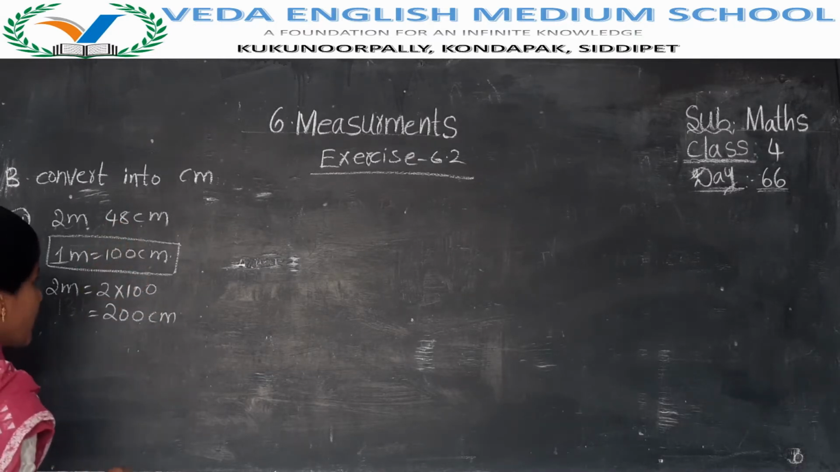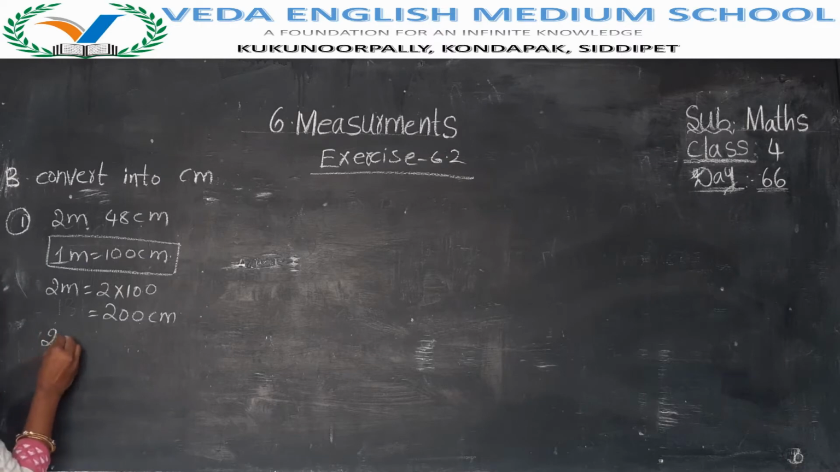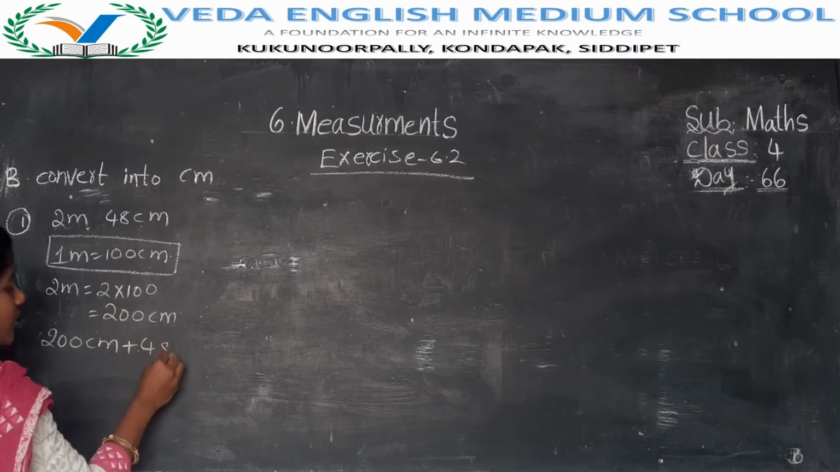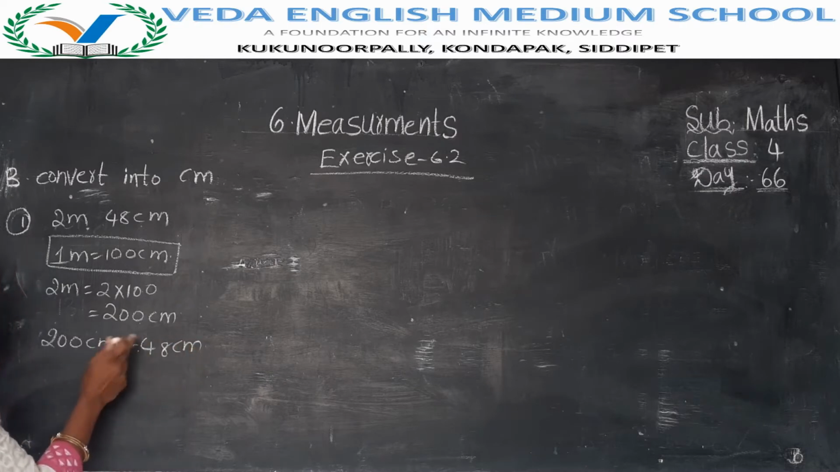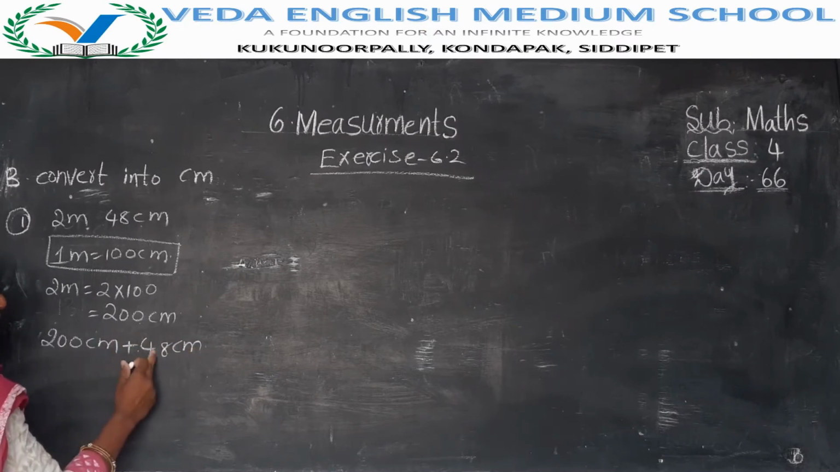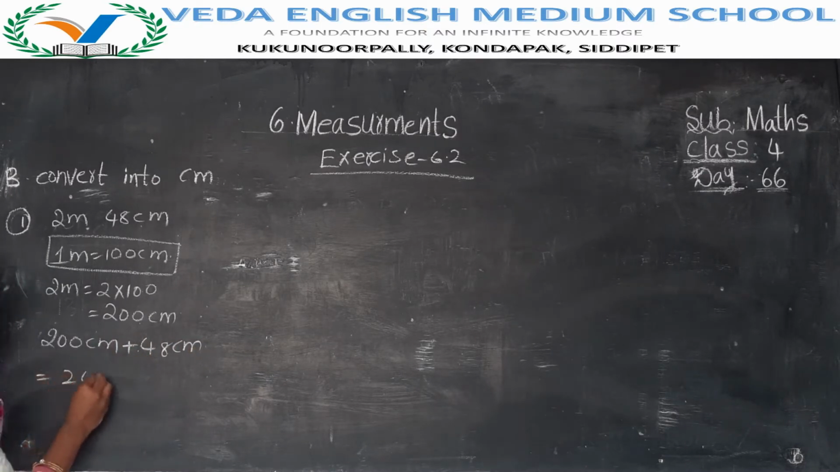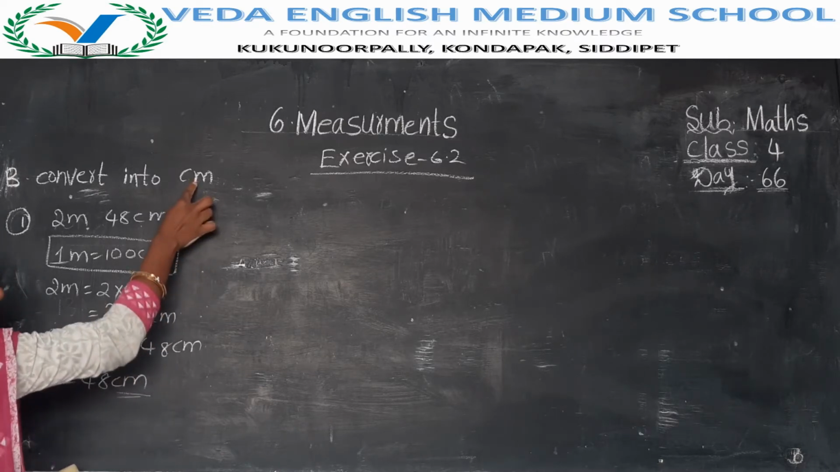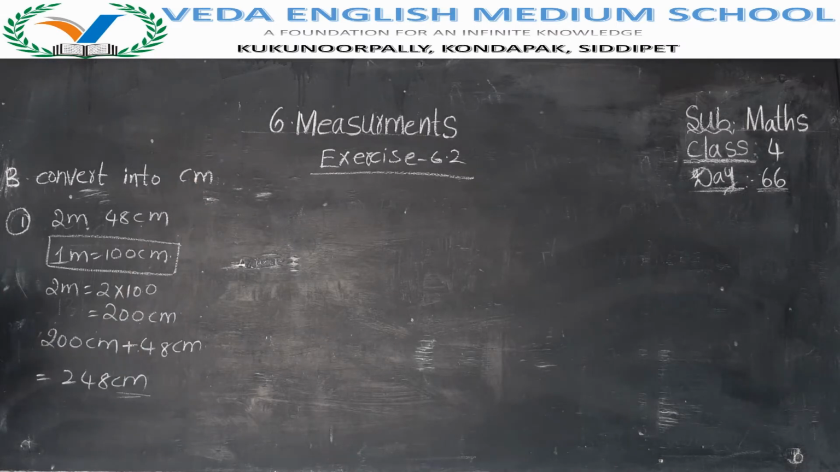By adding those two, we will get the total answer. 200 centimeters plus 48 centimeters. Both are in centimeters only, so that's why you have to add. 200 plus 48 gives 248 centimeters. They asked to convert into centimeters, so we have converted the answer into centimeters.